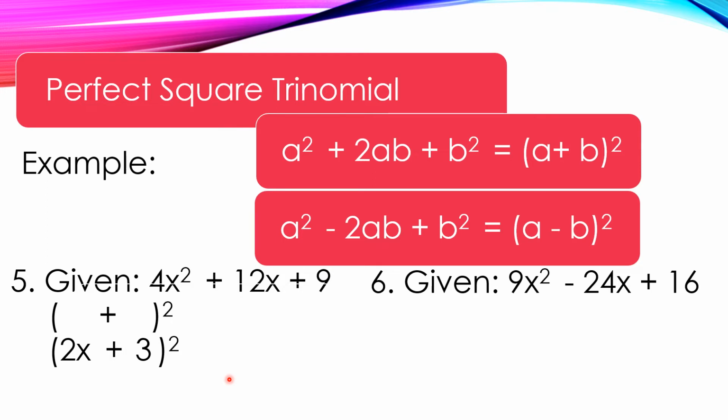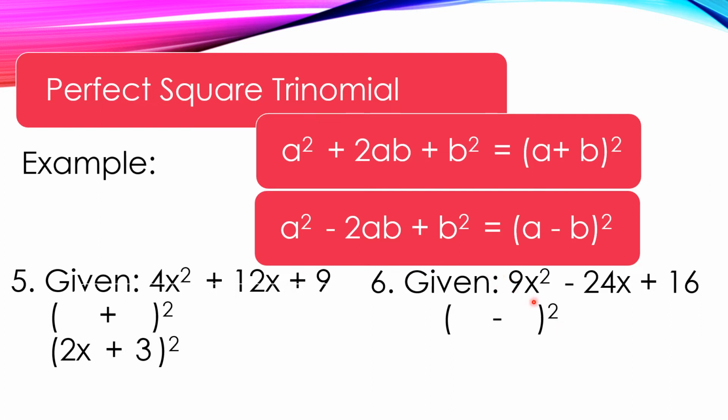Number 6. So the given is 9x squared minus 24x plus 16. Again, this is an example of perfect square trinomial because the first and the last term are both perfect square. So draw one parenthesis, copy the sign of the middle term, which is negative, and then the power is 2.